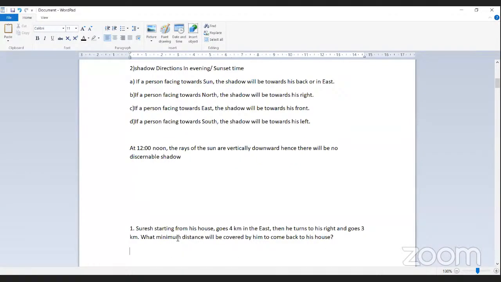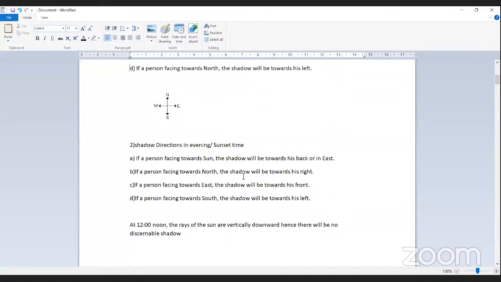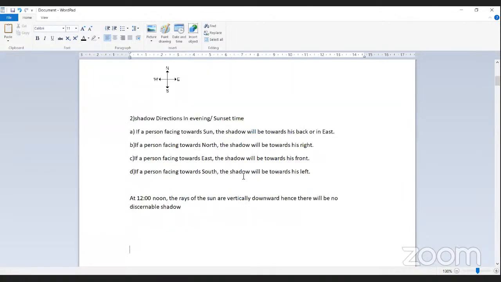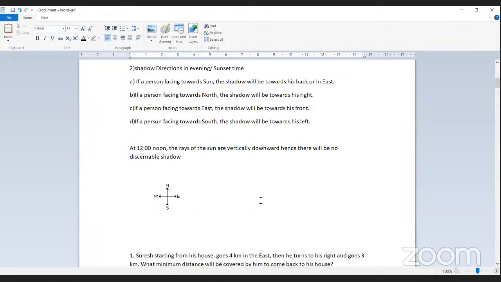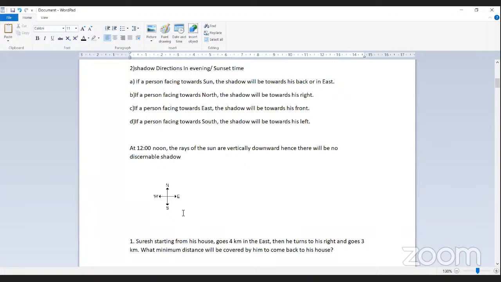Okay, see, Suresh is starting from his house. He goes 4 kilometers in the east. In the east means what? Sun rises. I don't think it will be necessary here. This is not a shadow question, just a direction question. So he goes 4 kilometers towards the east. Then he turns to his right, meaning which direction? South. And then he goes 3 kilometers. What minimum distance will be covered by him to come back to his house?